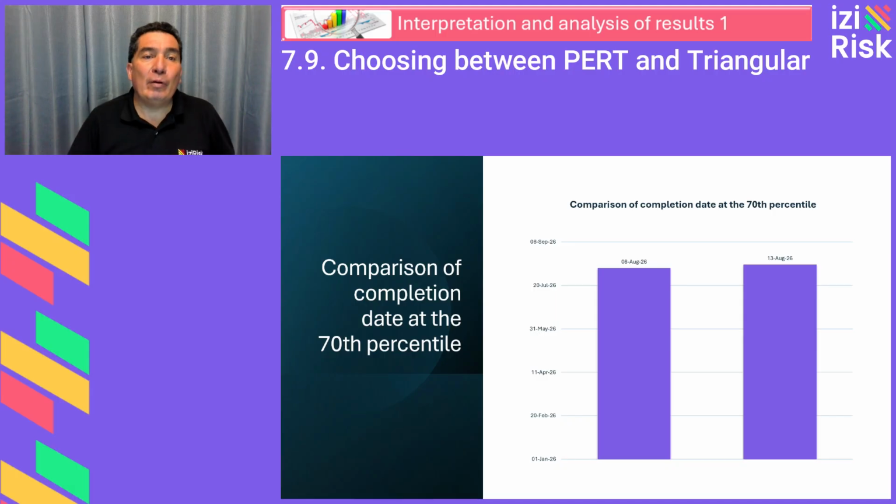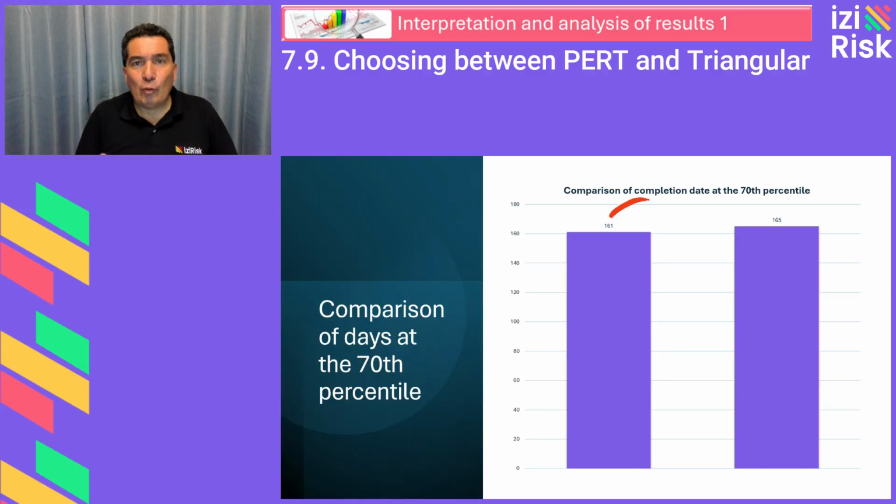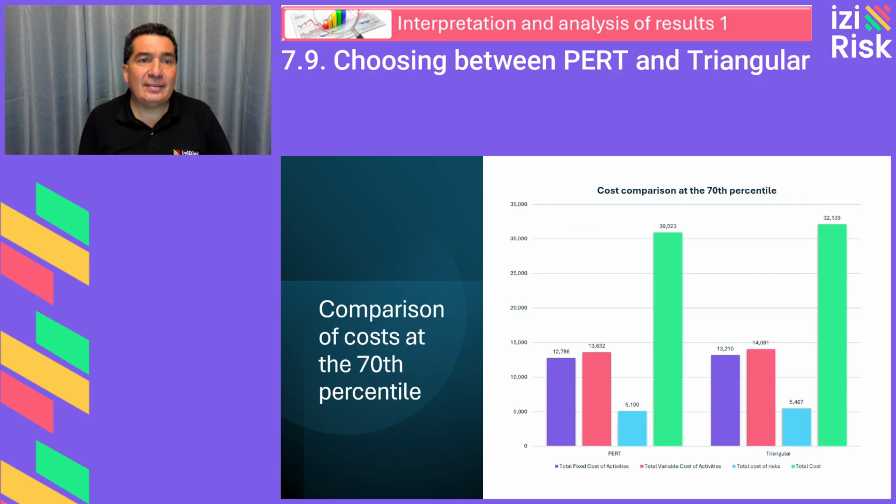For example, with PERT, the project finishes on August 8th, 2026. With triangular, it finishes on August 13th, 2026. That's a 5-day difference, which might seem minor but affects total duration. PERT, 161 days. Triangular, 165 days. The same applies to costs.